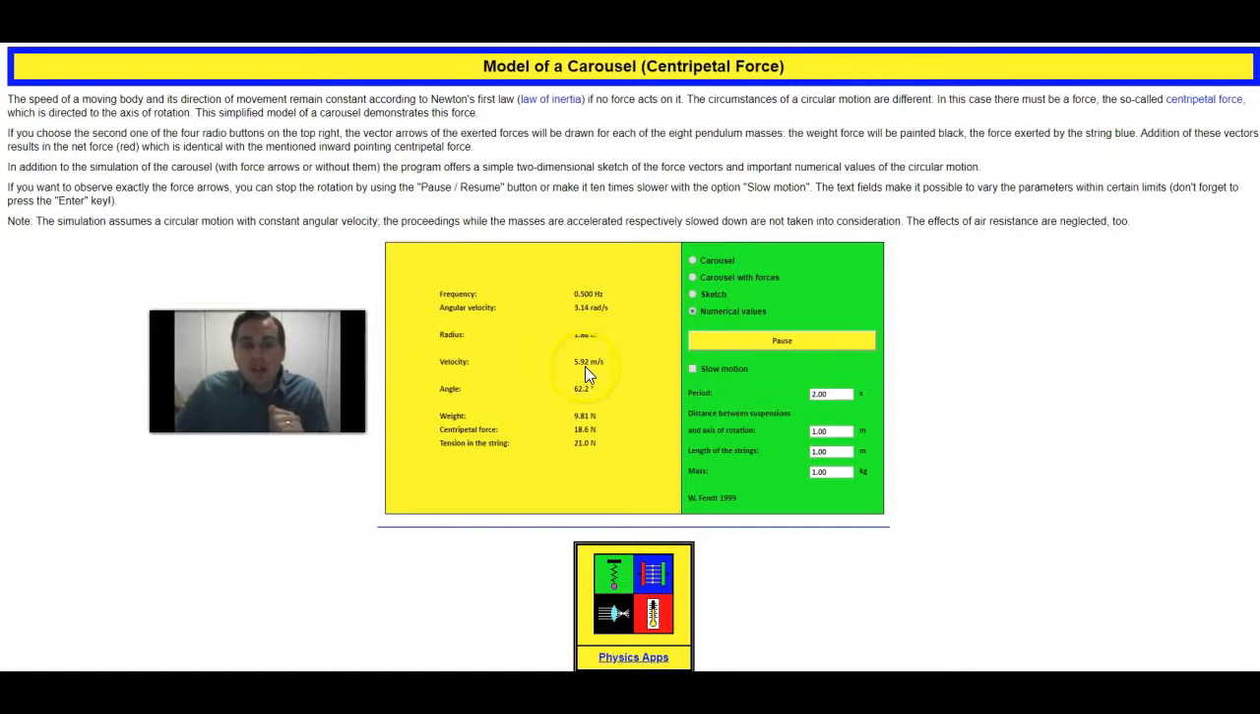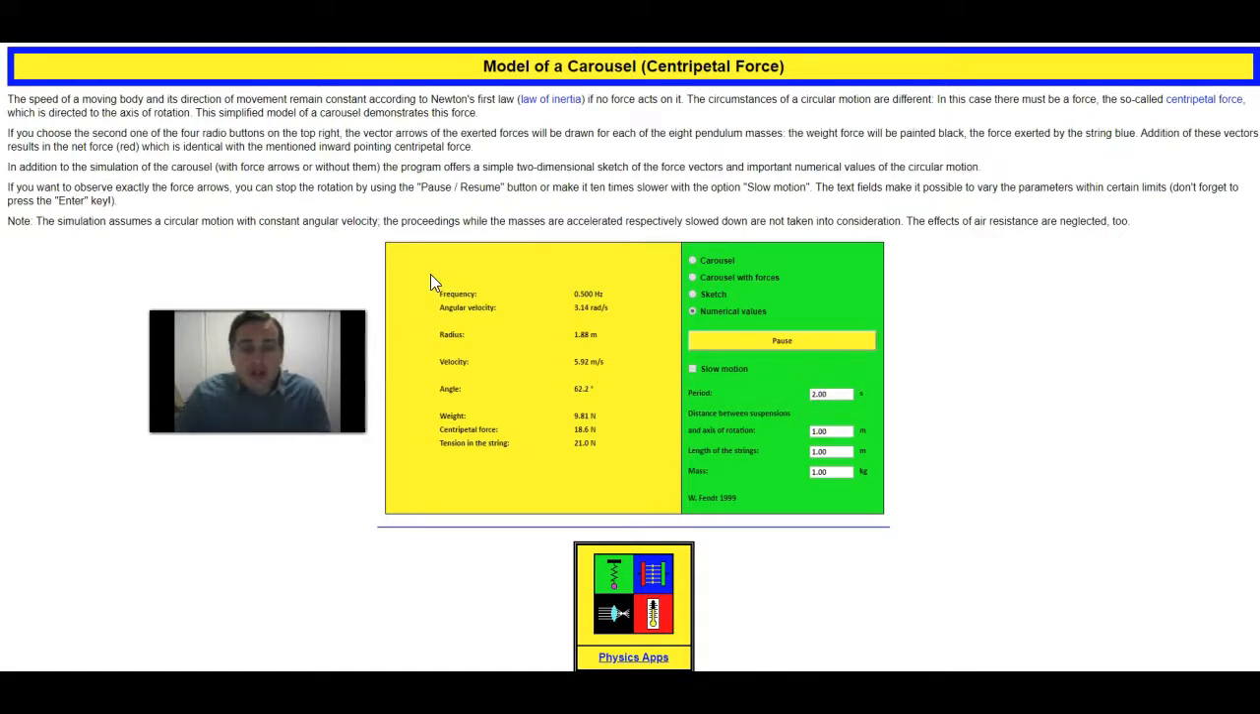Look at the linear velocity. The linear velocity is angular velocity times radius. That's also definitely quite a bit larger. Now look at the angle. It's 62.2 degrees. So the weight force is still the same. The centripetal force is like so, 18.6 newtons. Now if I quickly go back to 4.00 seconds for the period, notice the centripetal force has gone up substantially. And notice it's even, I think, more than 4 times.